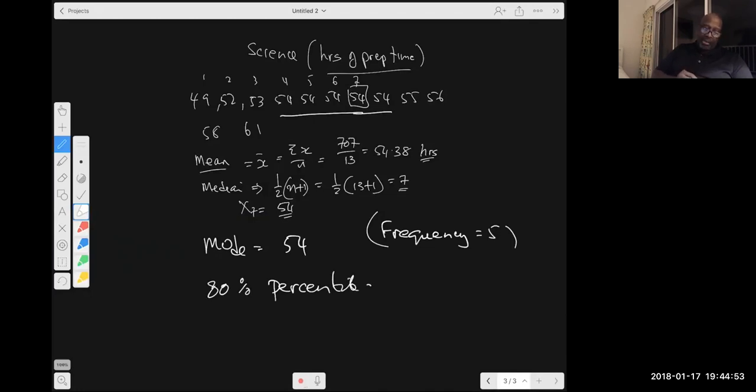So for the 80th percentile, we have only 13 values. So it would be 80 over 100 times 13 plus 1 would be the location of that percentile. So it is 80 over 100 times 14. That's 0.8 times 14. Let me use the calculator. 0.8 times 14 is 11.2. All right, 11.2.